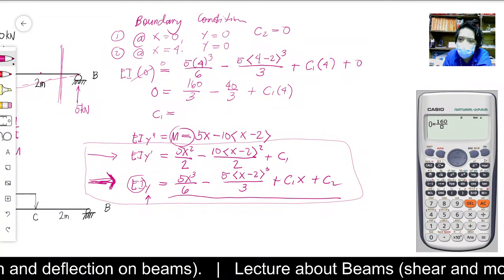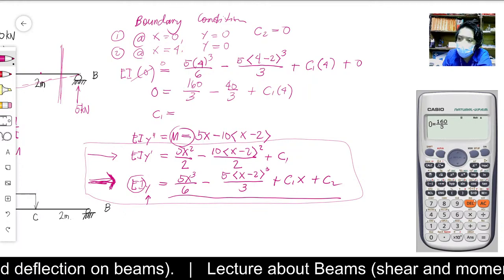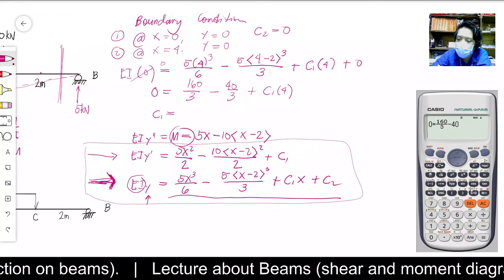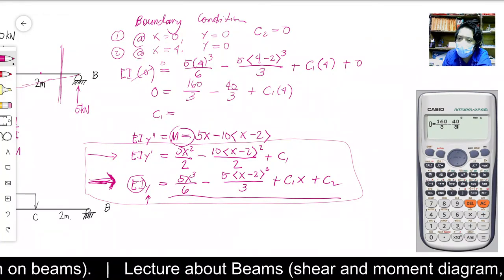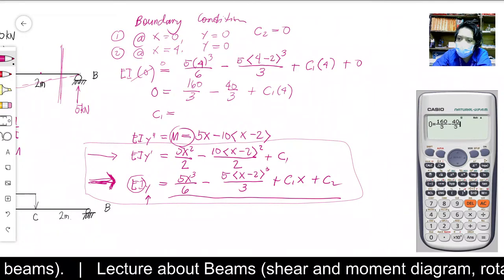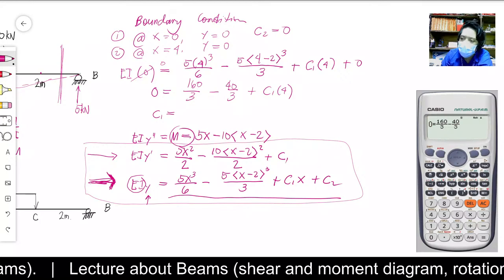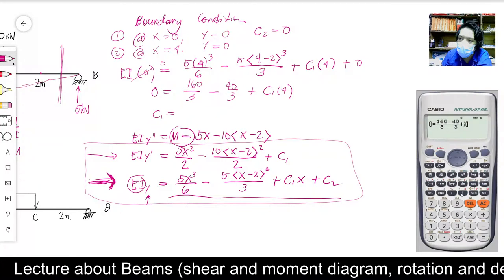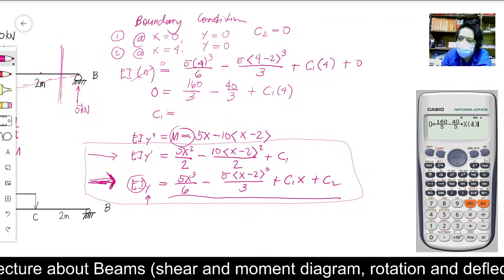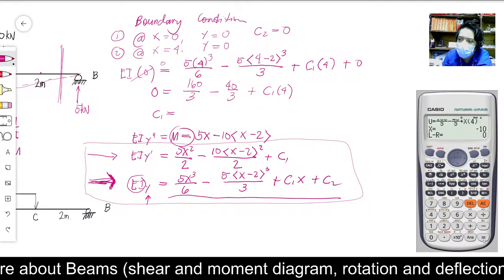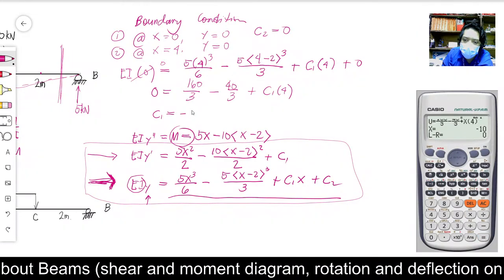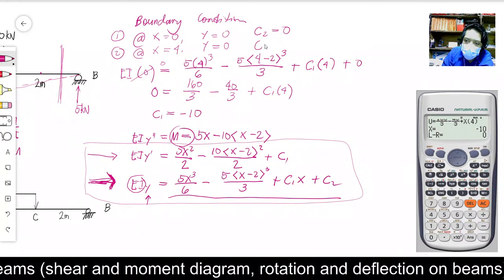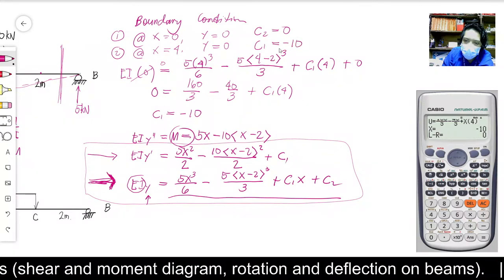Solving for the value of C1: 0 equals 160 over 3 minus 40 over 3 plus C1 times 4. Solving for the value of C1, your value is negative 10. So we found C1, that is negative 10. Let me put it here: C1 is equal to negative 10.